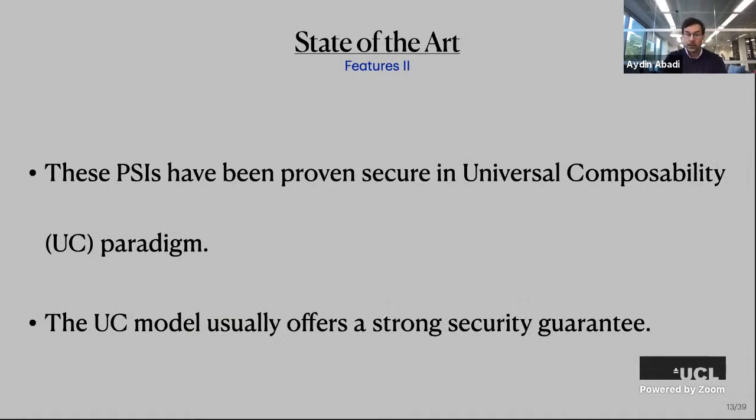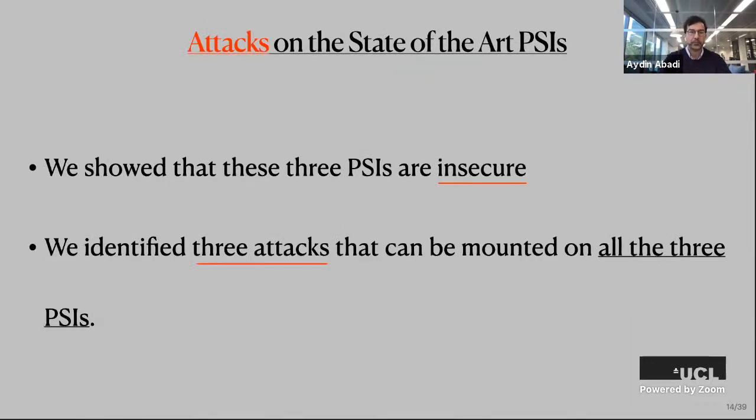These 3 protocols have been proven secure in a strong security model called universal composability, or UC. Because of all these interesting features, this paper has been accepted at Eurocrypt 2019, which is a decent conference. However, we identified serious issues in these 3 PSI protocols. We showed that these PSIs are susceptible to 3 main attacks.